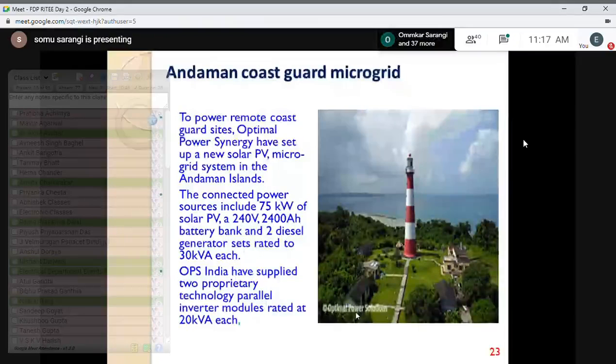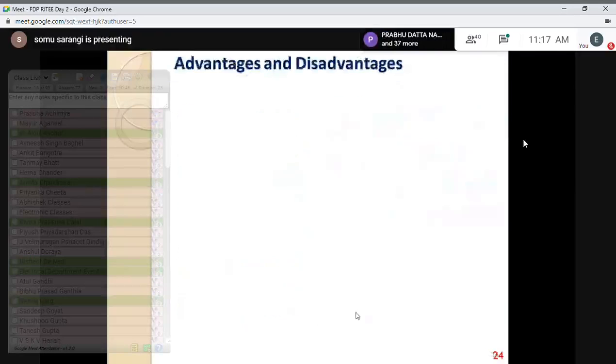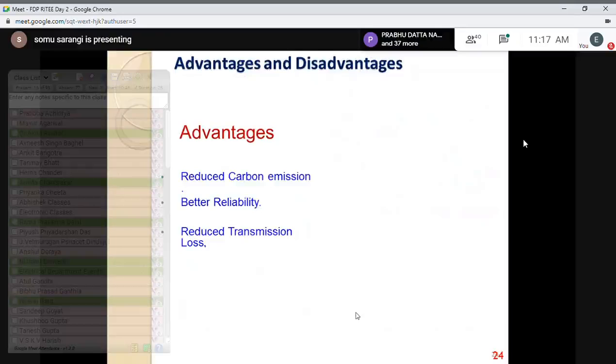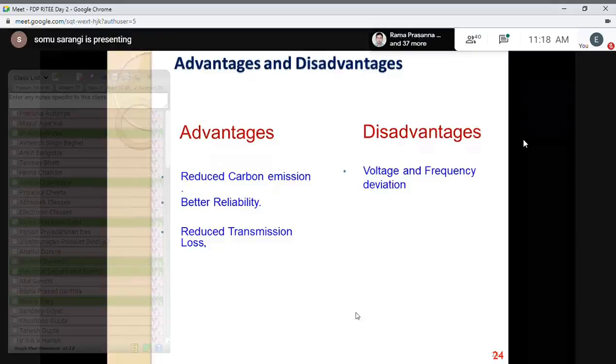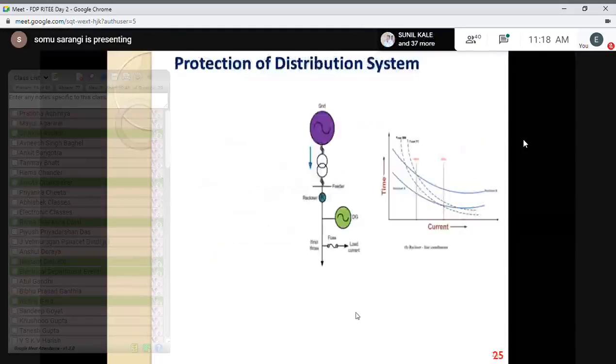That is supplying a total of 75 kilowatt PV, and it also has a battery bank. If you observe the advantages of this microgrid, basically we have reduced carbon emission, better reliability, and reduced transmission loss. So these advantages may be utilized in the future in our distribution system. However, they also have disadvantages. What disturbances may be possible? The possible disturbances are voltage and frequency deviation and protection issues.